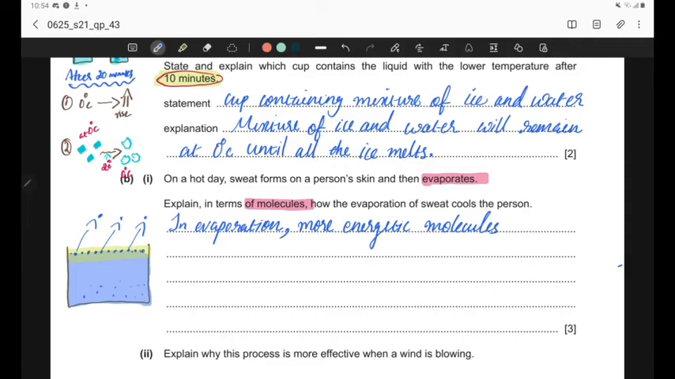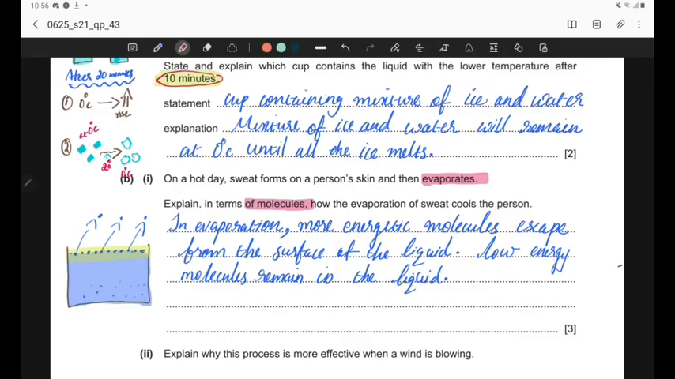So in the first statement we can write: in evaporation, more energetic molecules escape from the surface of the liquid. So we have already seen that. When we look at the liquid, we can understand that high energy molecules have already escaped from the liquid. So in the liquid only the molecules with less energy are remaining. Therefore we can write down: as high energy molecules escaped, lower energy molecules remain in the liquid.